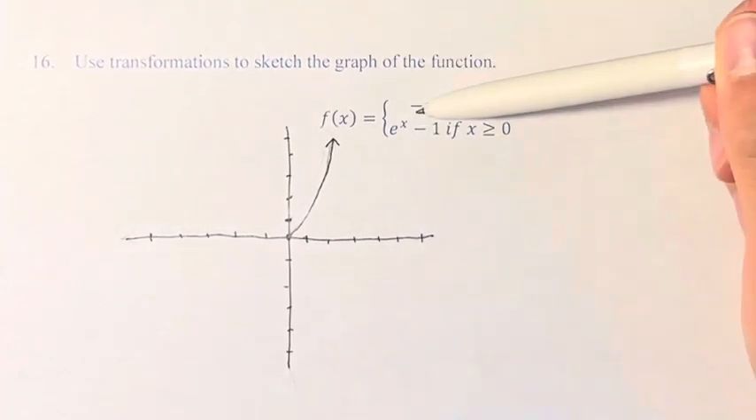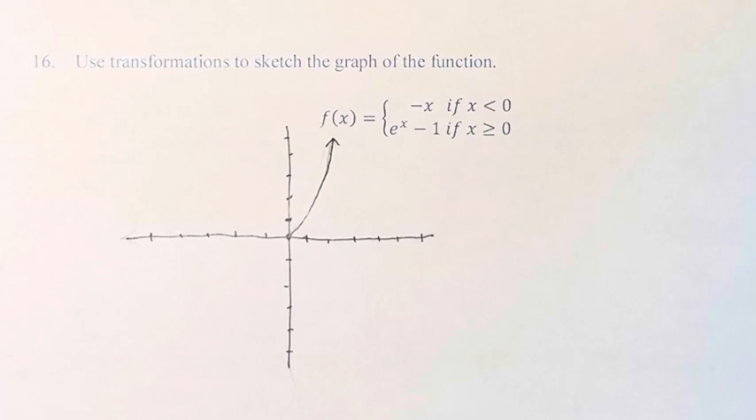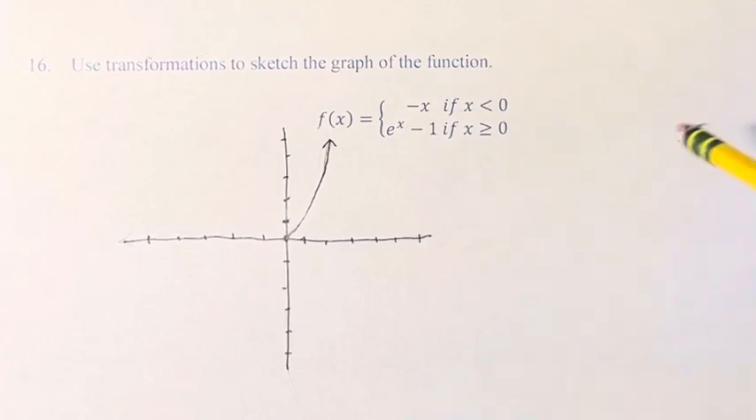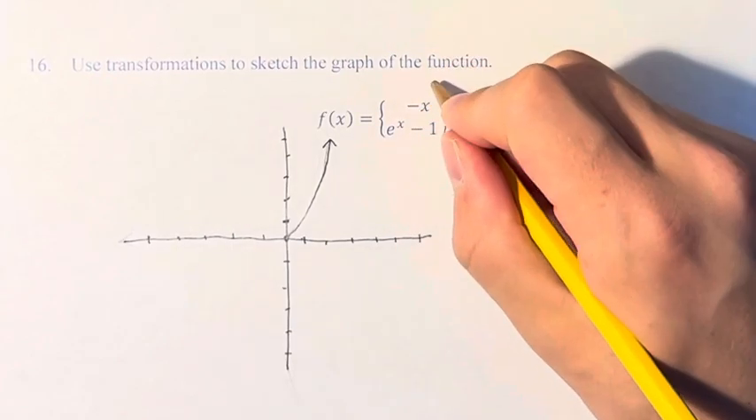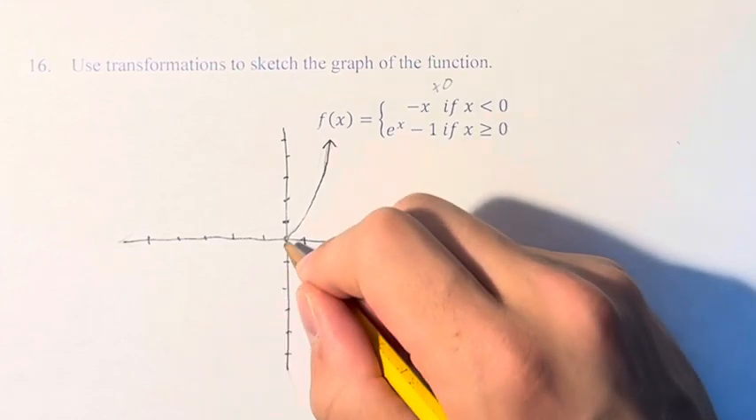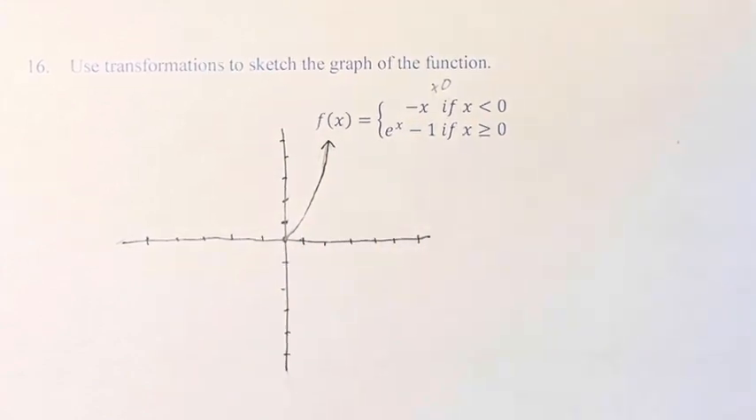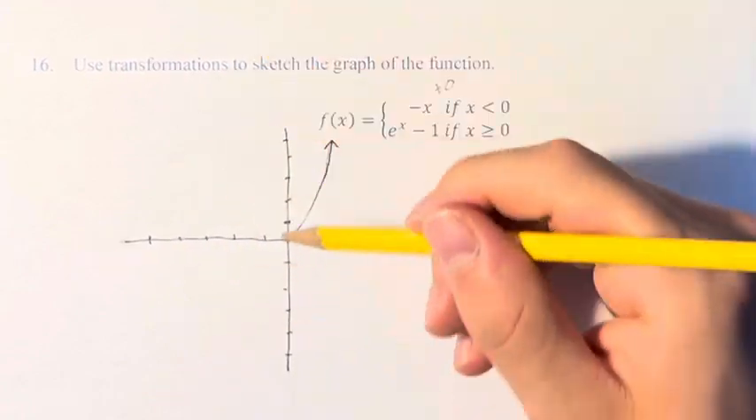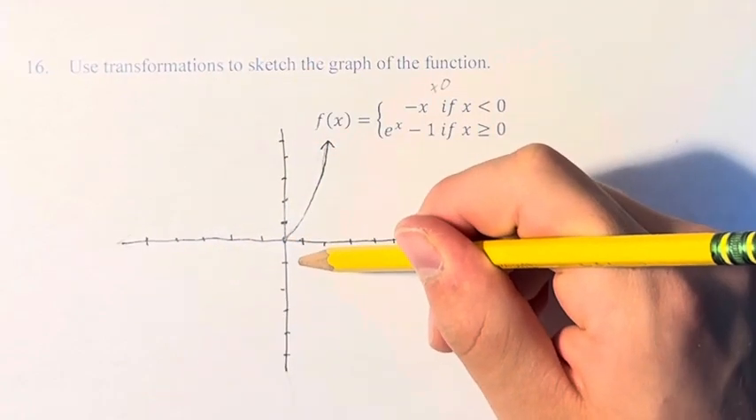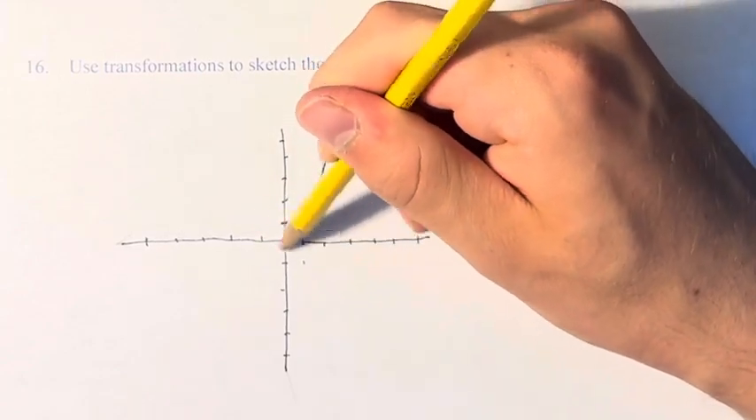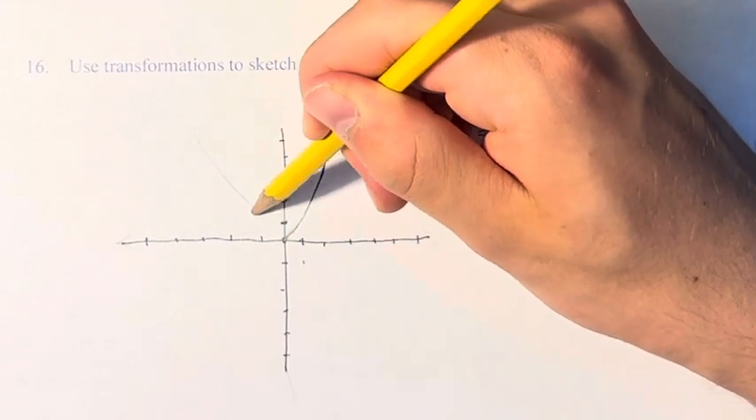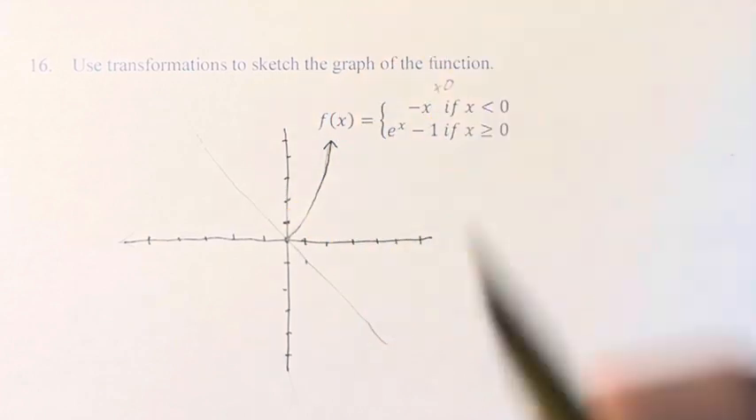We also have to graph negative x if x is less than 0. So graphing any linear function, we have the slope and the y-intercept, right? This is negative x plus 0. So the y-intercept is the origin, 0, 0. And the slope is negative 1. So what does that look like? Well, it means if you go over 1 unit, we have to go down 1 unit. These 2 points form the line that goes a little something like this.